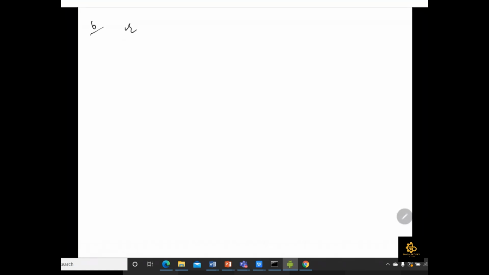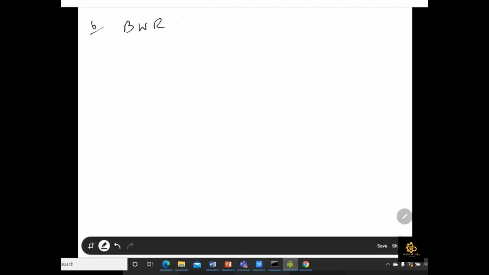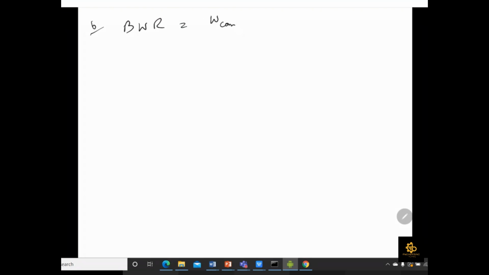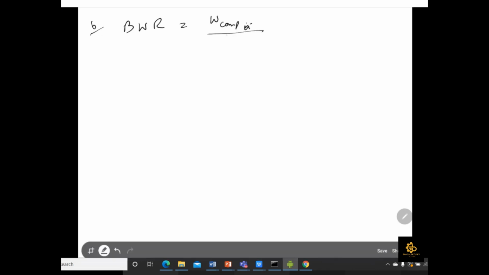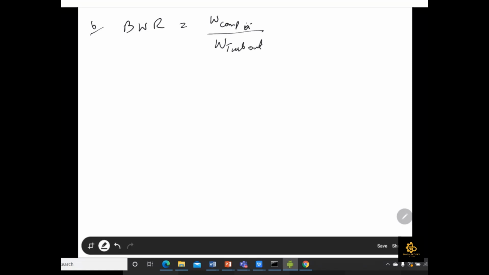So for part number B, we have to find the back work ratio. We already discussed that the back work ratio is the ratio of your compressor work in, because we have to supply the work to the compressor, to the turbine work out. So first, we have to find the compressor work.